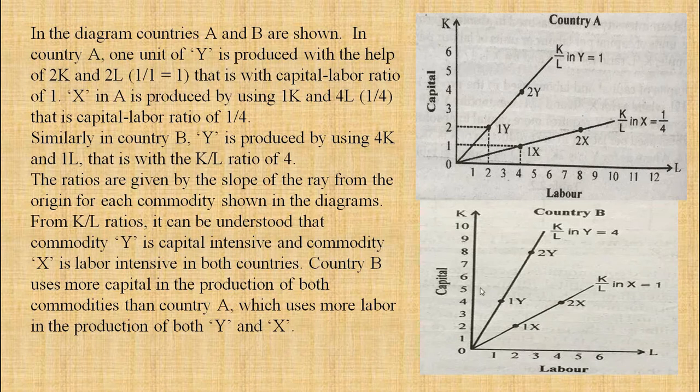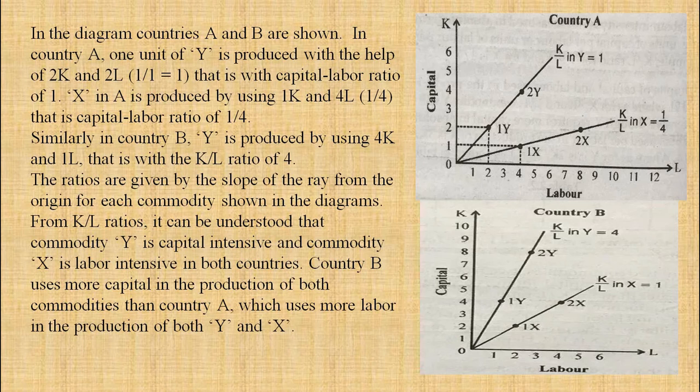Similarly, in country B, Y is produced by using 4 capital and 1 labor, that is, with the K/L ratio of 4. The ratios are given by the slope of the ray from the origin for each commodity shown in the diagram.